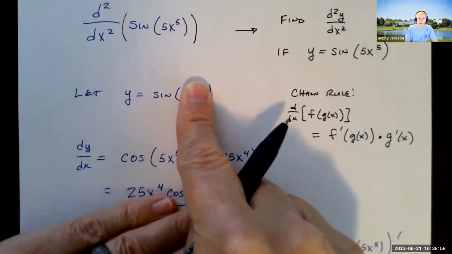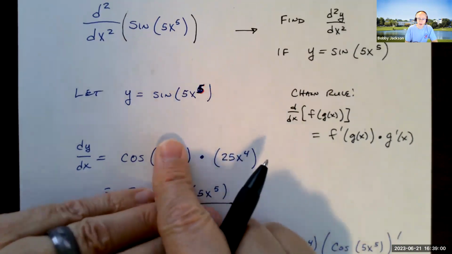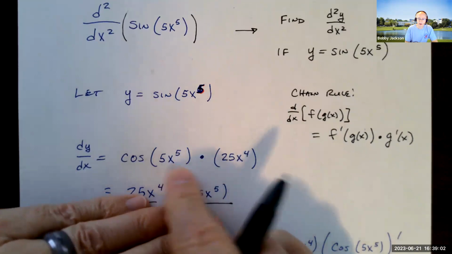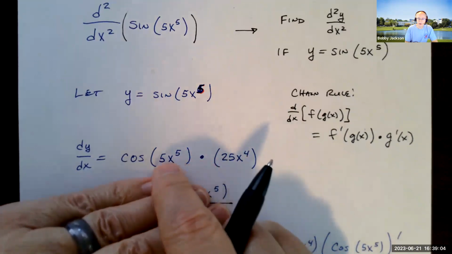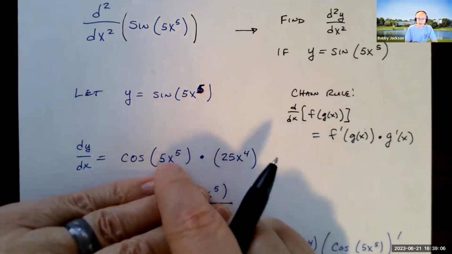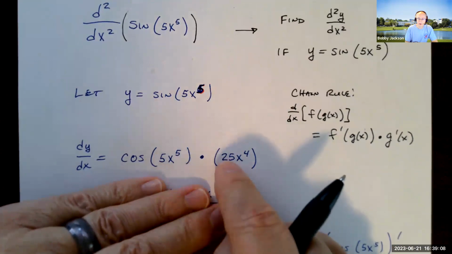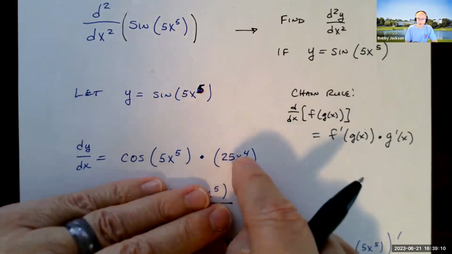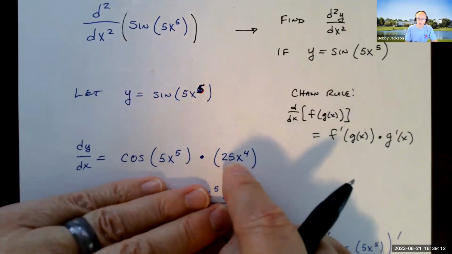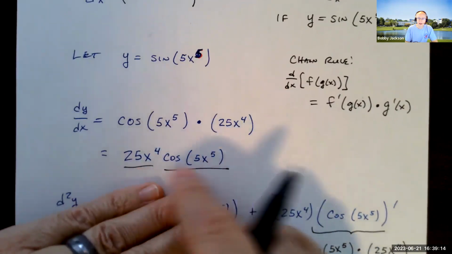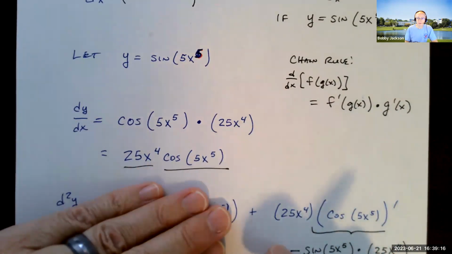The derivative of the outer function sine is cosine, evaluate the inner, times the derivative of the inner function. What's the derivative of 5x to the fifth? Well, we bring the 5 down. That's 5 times 5 is 25, x, subtract 1 from 5 gives me 4. So there's the derivative of the inner function. So just rewriting that, there's the first derivative.